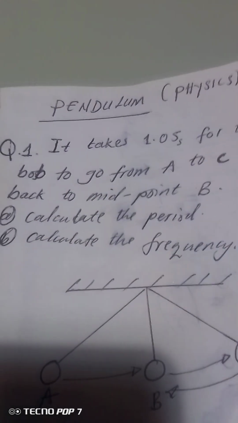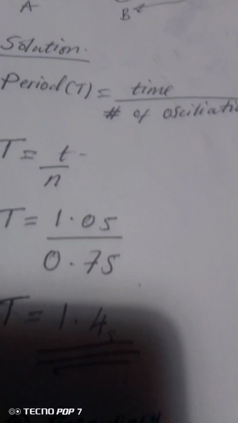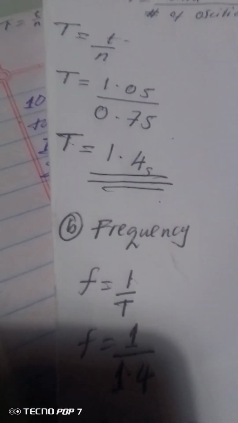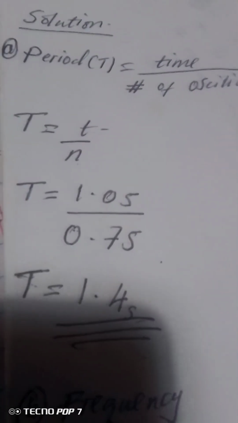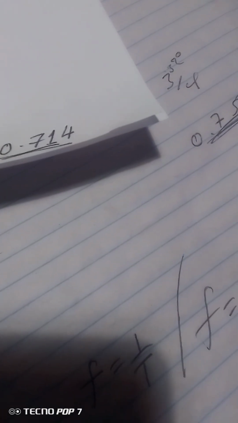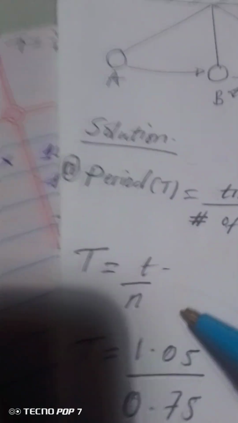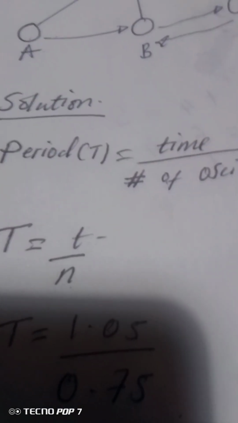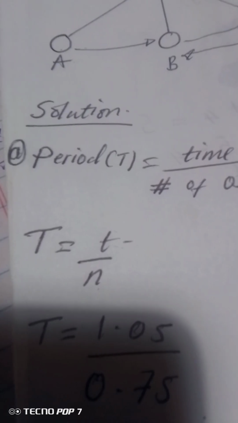And then our second question says calculate the frequency. So frequency is just the continuation of the same question. Frequency is equal to 1 over period. Frequency has two formulas. We may say frequency equals 1 over period, or we may say frequency equals number of oscillations over time. It's the same formula, you can just swap n and t. When you swap them, that means you're calculating frequency.